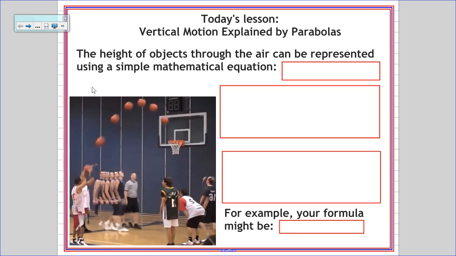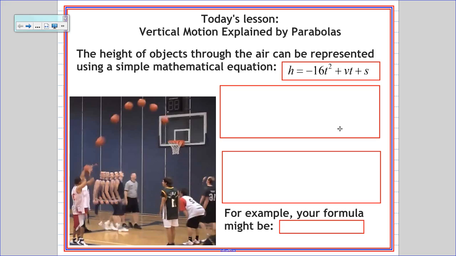Hey everybody, I got a lesson for you today about vertical motion explained by parabolas. The height of objects through the air can be represented using a simple mathematical equation. And here's that mathematical equation. I hope you think it looks simple. H equals negative 16t squared plus vt plus s. What in the world does that mean?